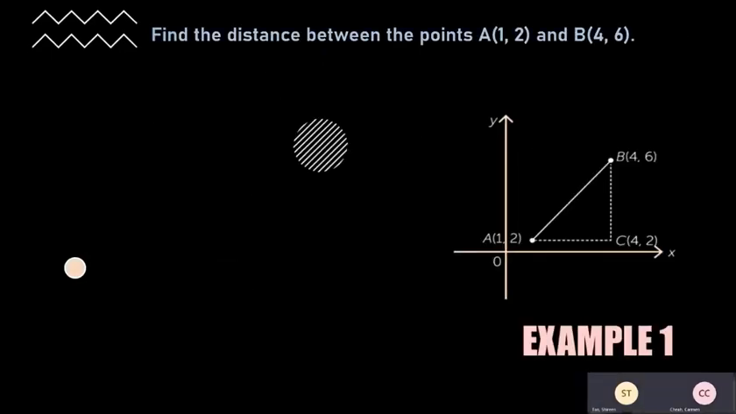Here, we'll be looking at the first example, which is to find the distance between point A with the coordinates of 1, 2 and point B with the coordinates of 4, 6. Now, we look at the solution of this example.